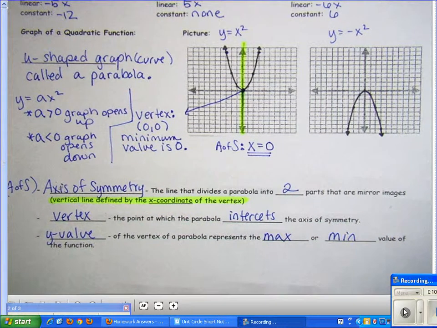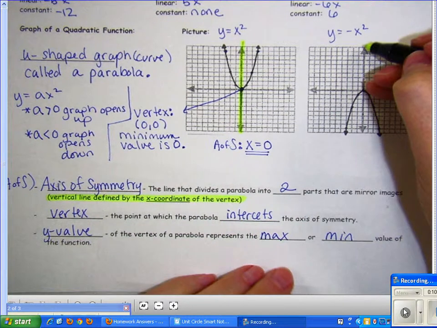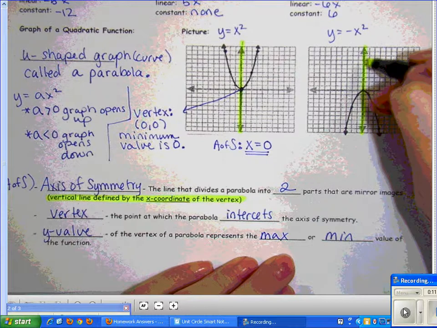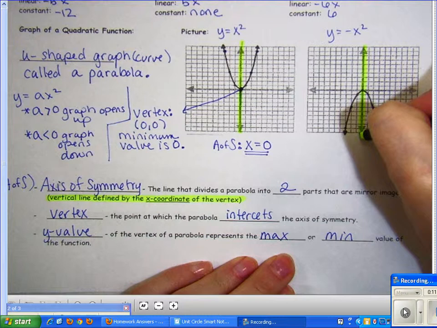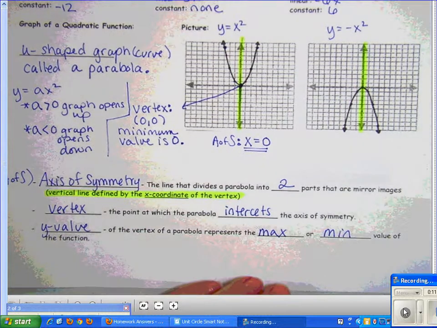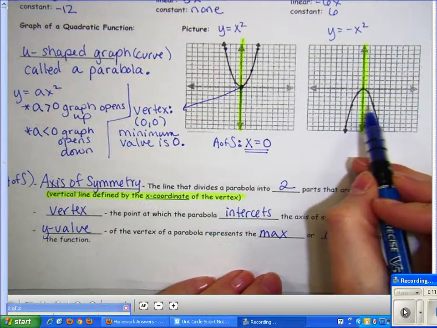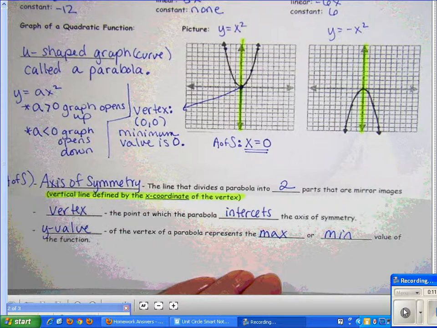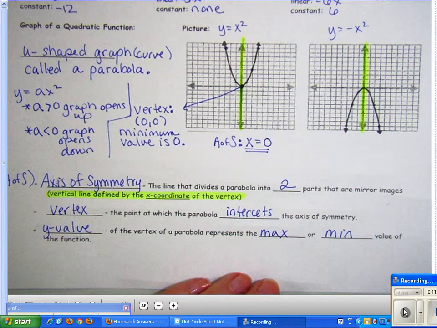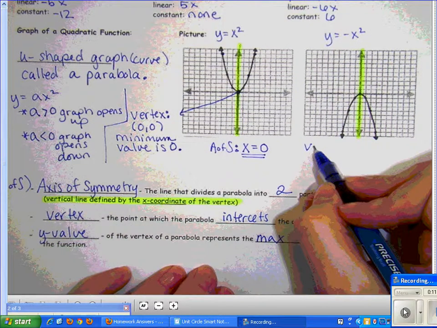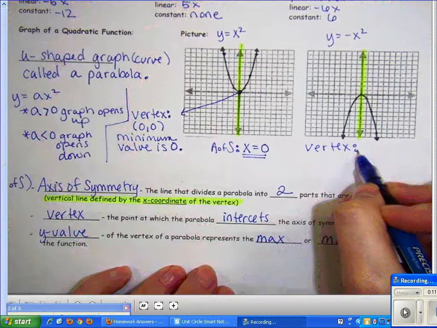Now, if I look at this next graph, y equals negative x squared, right here, the same thing. I can fold my graph on this line right here, and if I fold my graph on that line, notice that each of these points on either side of the line would be corresponding points, because if you fold the graph in half, they match up with the other point on the other side. So for this, I know that the vertex of the graph is 0, 0.